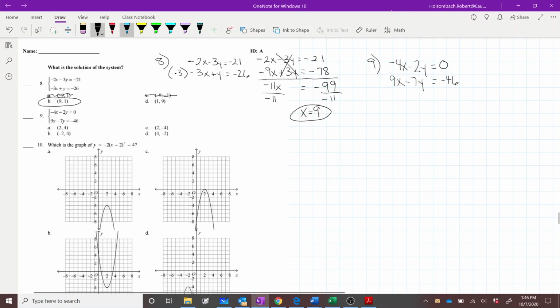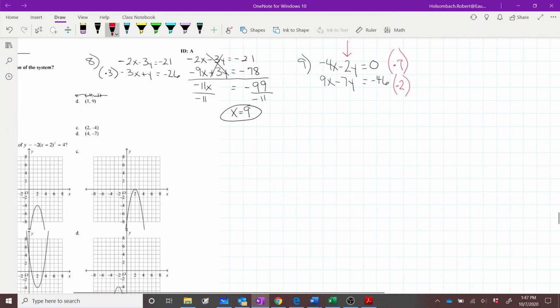Alright, so I'm going to multiply the top equation by 7. I'm going to eliminate the y's. So I'm going to multiply the top equation by 7 and get a negative 14. Now I'm going to multiply the bottom equation by negative 2, to get a positive 14.